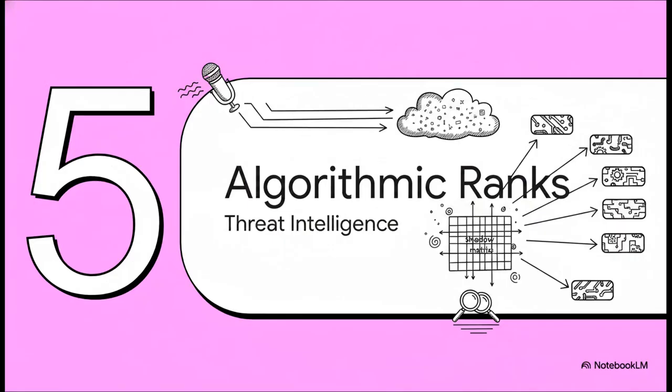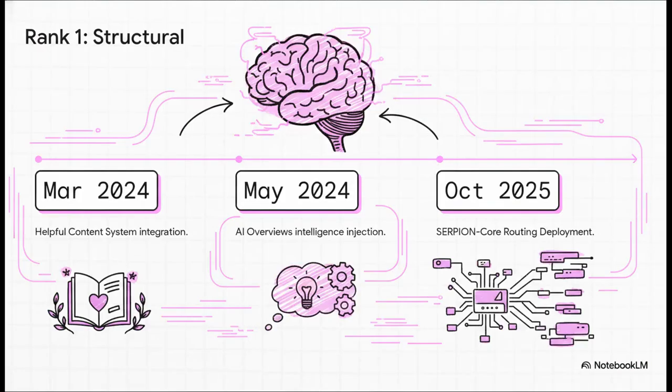That brings us to Section 5, the 5 algorithmic ranks, threat intelligence tracking. Because this system relies on that flawless listening mode we talked about, it generates incredibly dense telemetry logs. To actually make sense of it all, the matrix chunks the data into 5 distinct ranks of injections. Let's kick off with rank 1, structural master injections. These are the big ones, foundational shifts in the search engine's DNA.